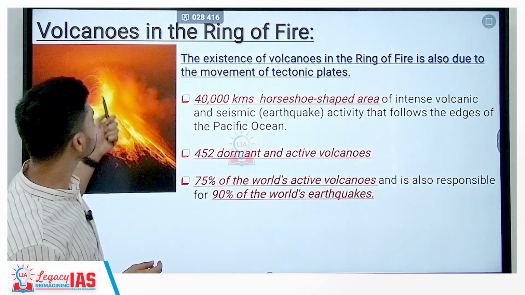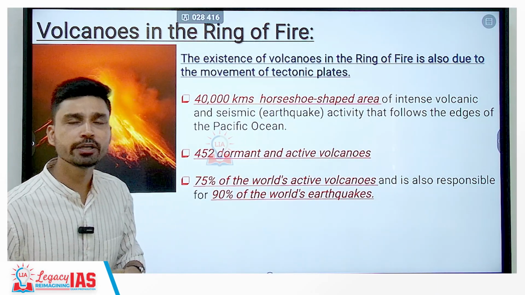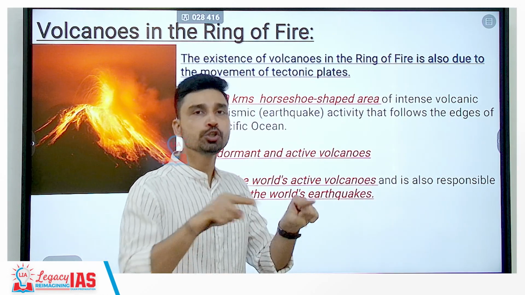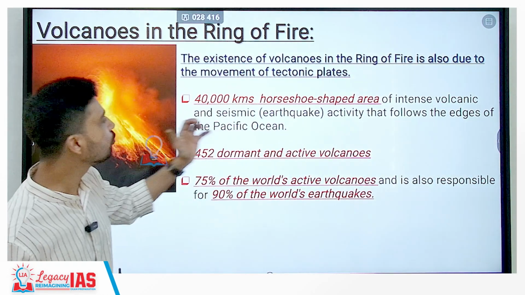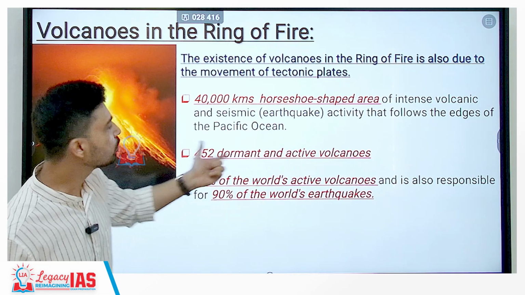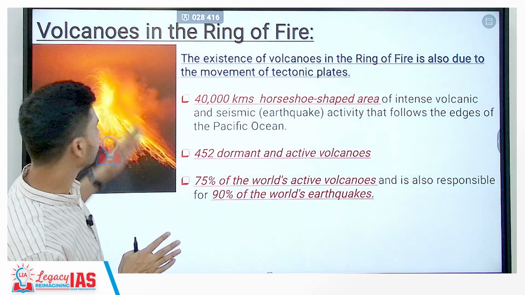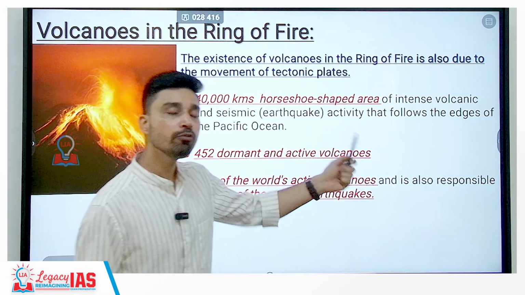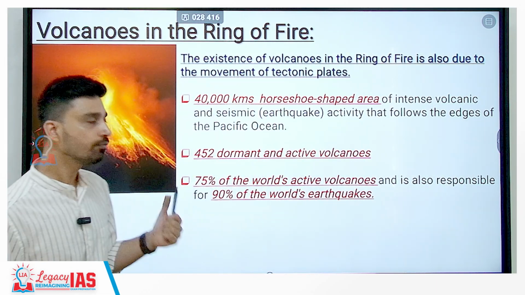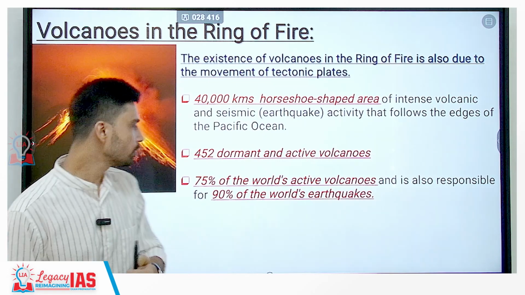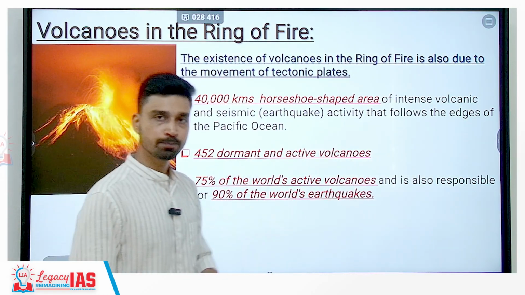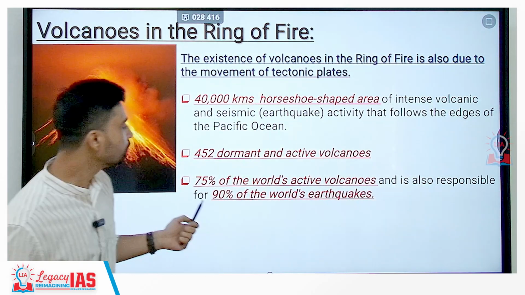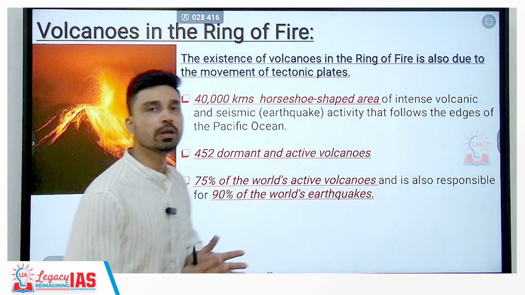And if you talk about the ring of fire itself, overall it stretches for almost 40,000 kilometers, a kind of horseshoe shaped area of intense volcanic and seismic activity that follows the edges of the Pacific Ocean, as we have discussed in the diagram before. Overall, if you talk about the number of volcanoes in this zone itself, 452 dormant and active volcanoes are found, 75% of the world's total active volcanoes, and it is also responsible for 90% of global earthquakes.